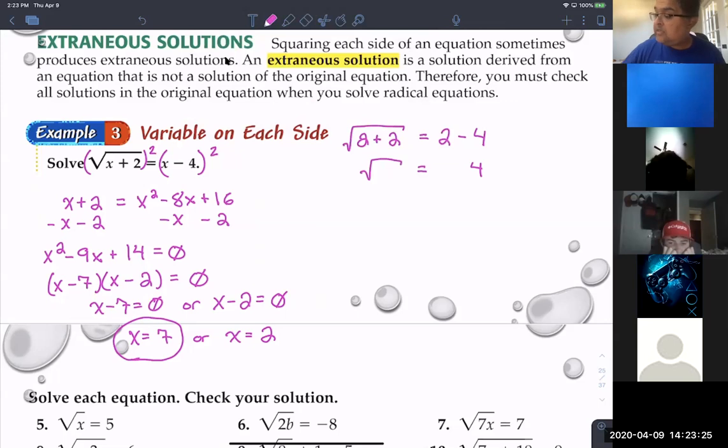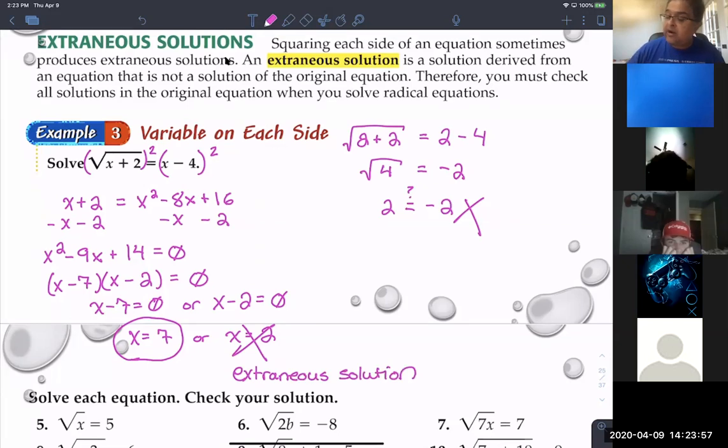Okay, so 2 plus 2 is 4. 2 minus 4 is -2. Square root of 4 is 2. Is this a true statement? Is 2 equal to -2? No. So this is what we call an extraneous solution. It's a solution that does not work. Okay, so we have to eliminate it. So my only acceptable answer is x equals 7.